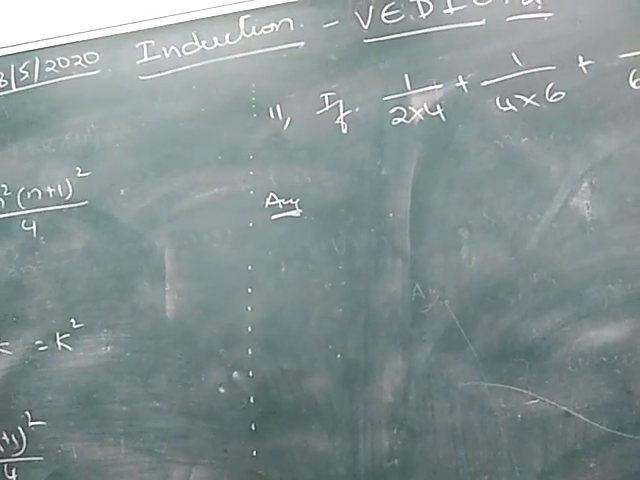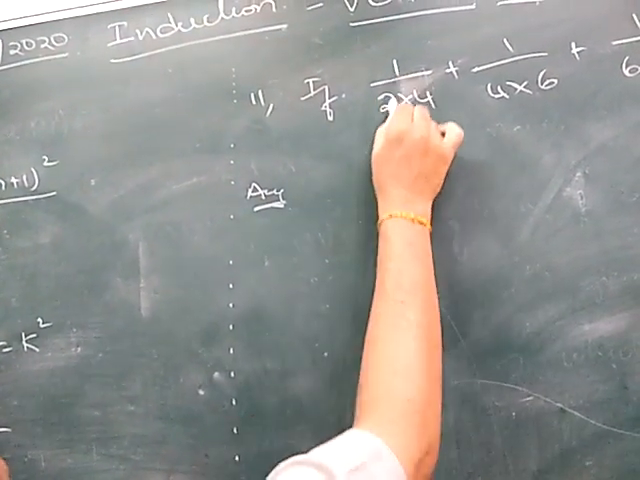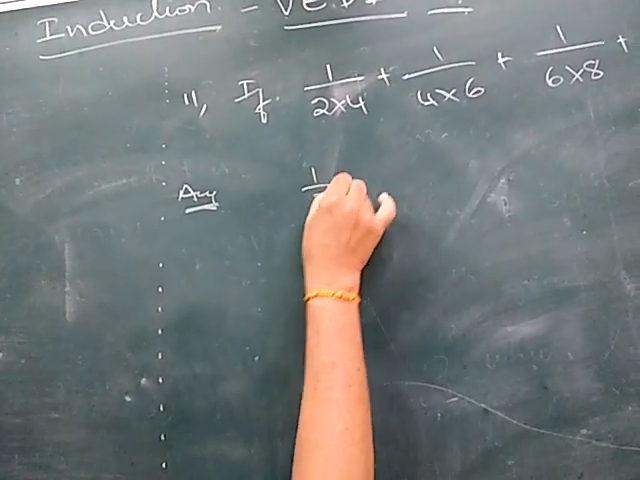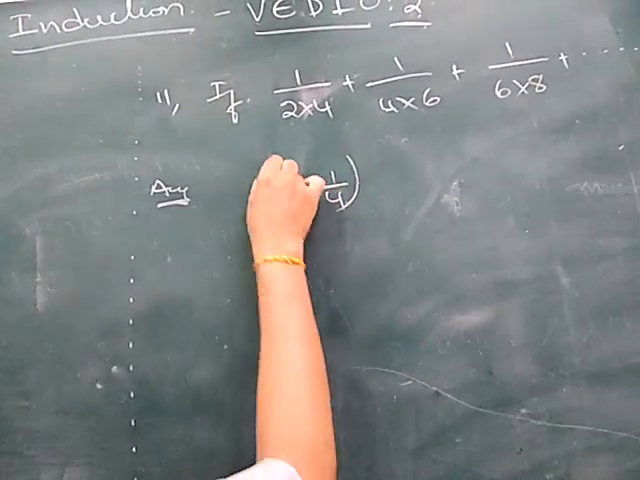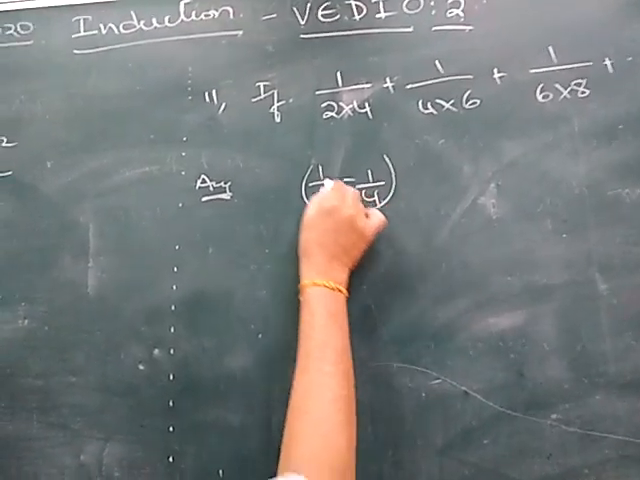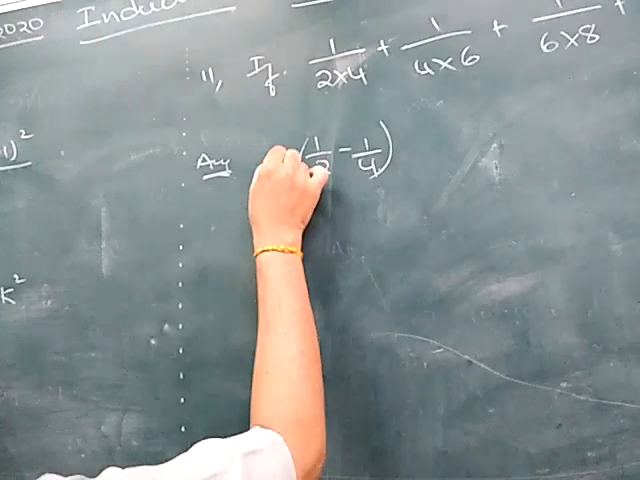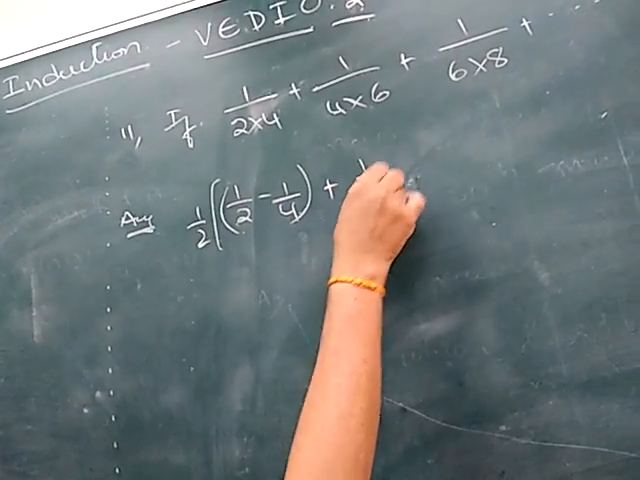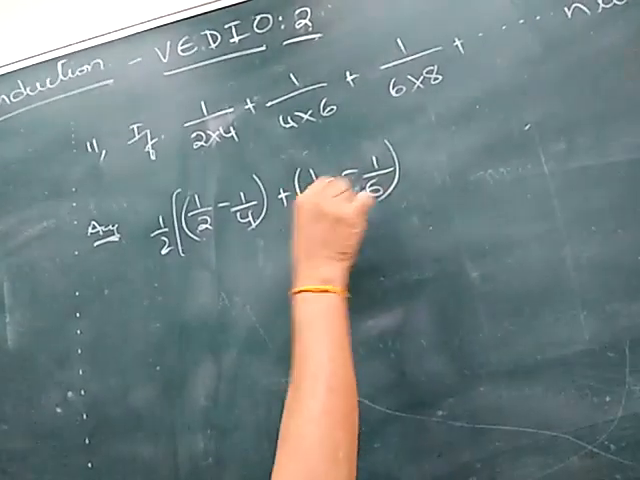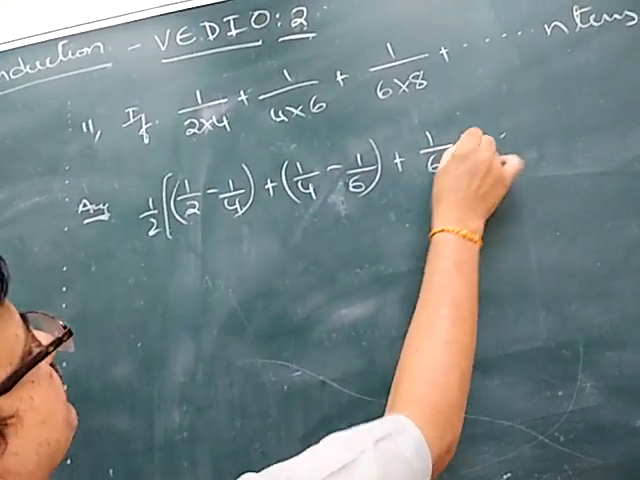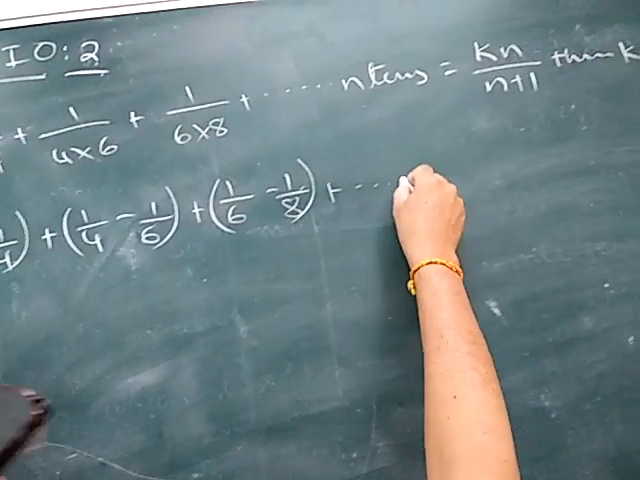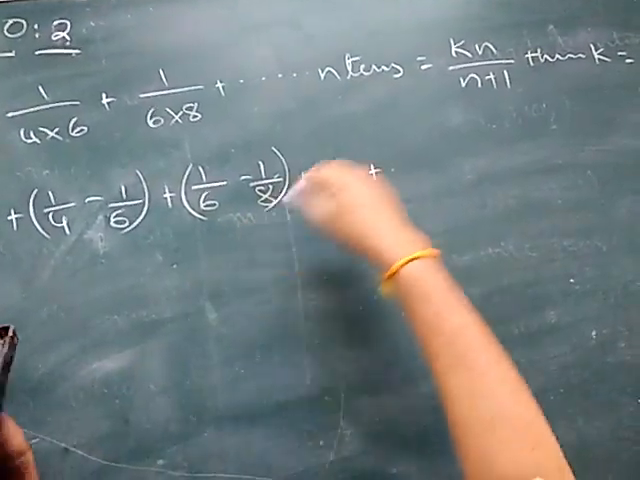Taking the answer, 1 by 2 into 4 can be written as 1 by 2 minus 1 by 4. Now we are taking LCM. This is 1 by 2 minus 1 by 4, plus 1 by 4 minus 1 by 6, plus 1 by 6 minus 1 by 8, plus so on, plus here the nth term.